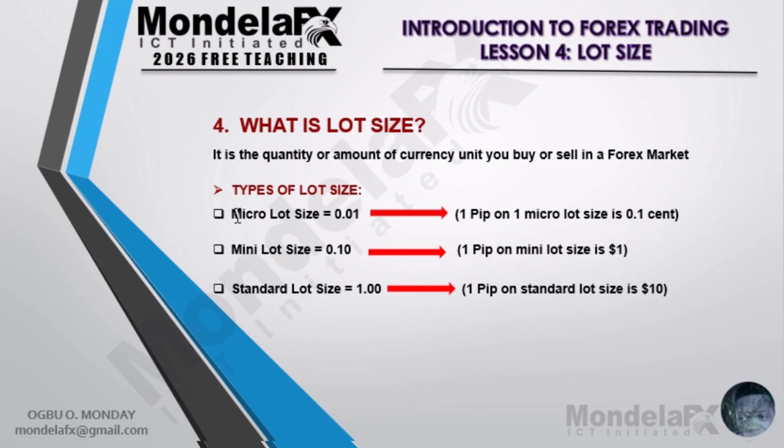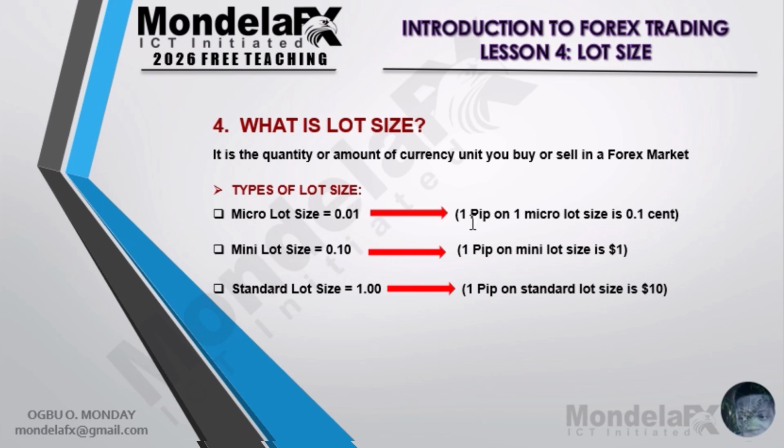This first one, micro lot size, is the least in the forex market where you are trading. The least you can go with. This is 1 micro lot size right now. You can decide to increase it: when this one becomes 2, it becomes 2 micro lot size, then 3 micro lot size, 4 micro lot size, like that till it becomes 10, then this second 0 will turn to 1. But we are here on 1 micro lot size.